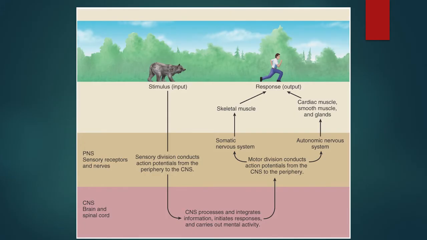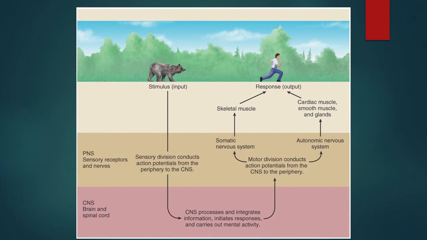Let me give you an example. The sensory system sends information to the central nervous system. In this case, it's the image of a sight and sound of a bear. The central nervous system processes that, integrates it with previous information so we can recognize, oh, that's a bear, that's dangerous.